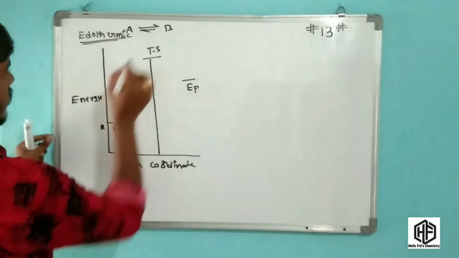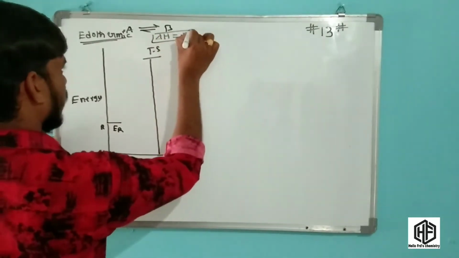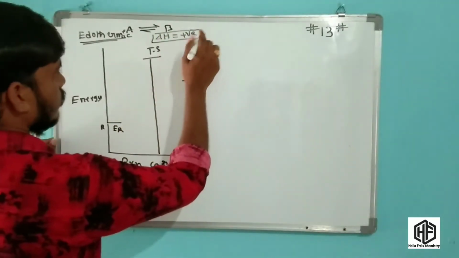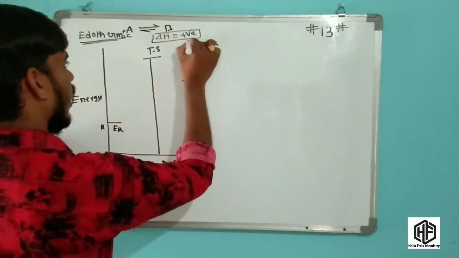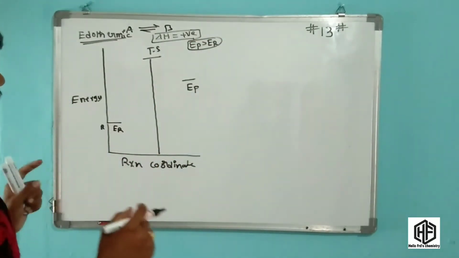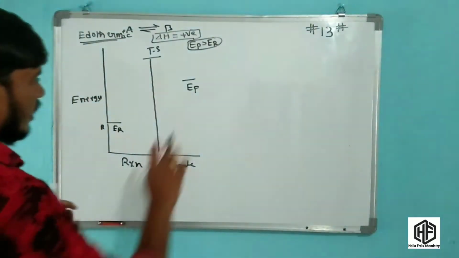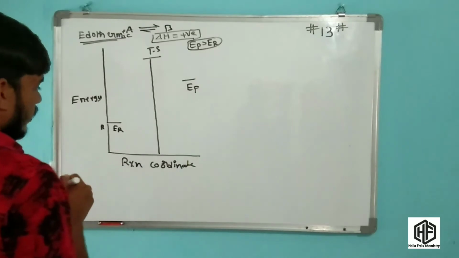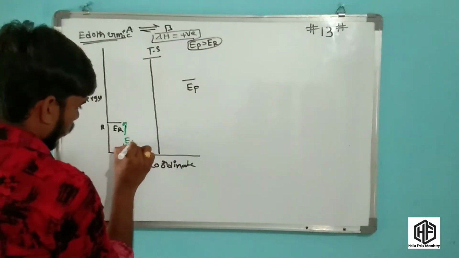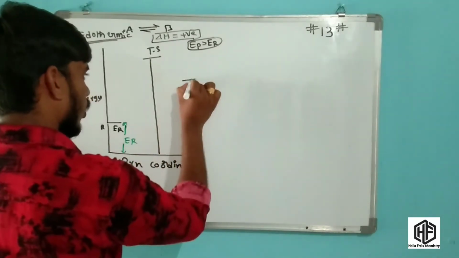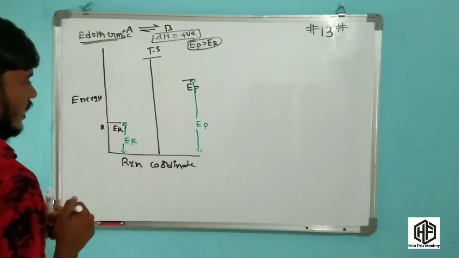Endothermic reaction means delta H value is positive. And what is the other condition? Delta H value is positive and the product energy is high compared to the reactant energy. This is the endothermic reaction condition. This is like this, this is like this. This is the reactant energy ER and this is the product energy EP. This is called the threshold energy.